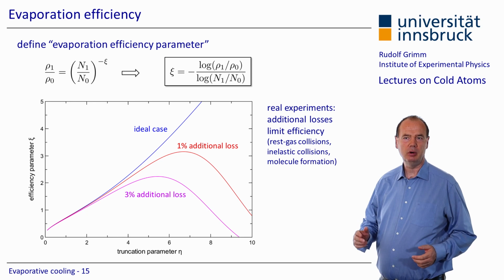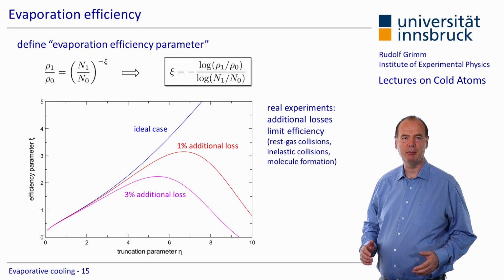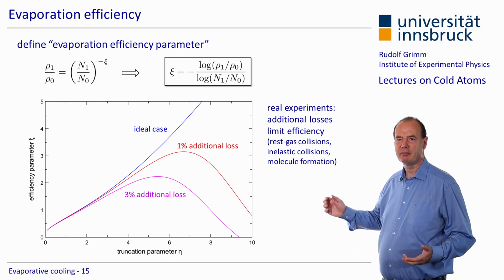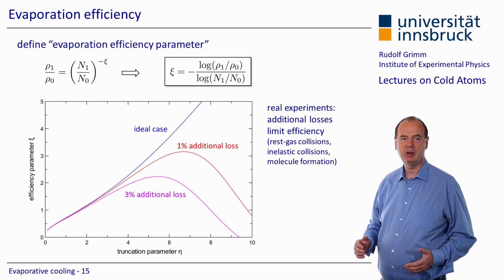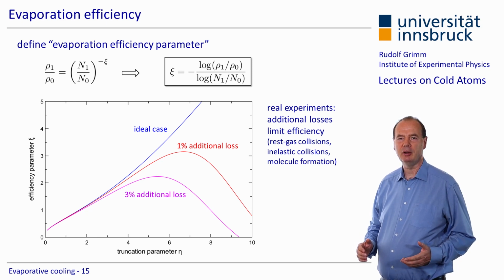You see two curves, one with 1% and the other one with 3% of additional losses per evaporation step. These losses do not contribute to the cooling process and thus limit the efficiency. For 1% we get a maximum efficiency of a bit more than ξ equals 3 for a truncation parameter somewhat below 7. For 3% additional losses, the cooling further loses efficiency and the optimum is lower.